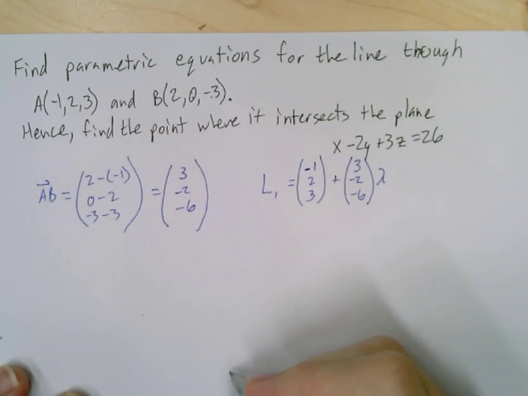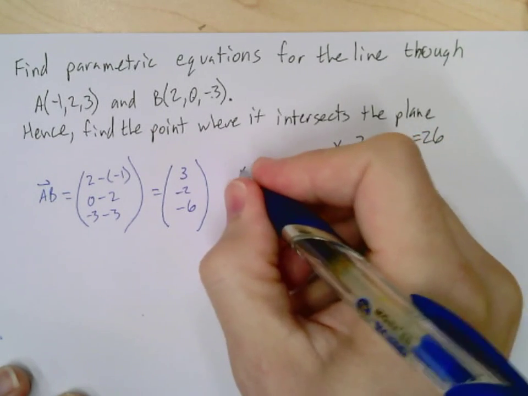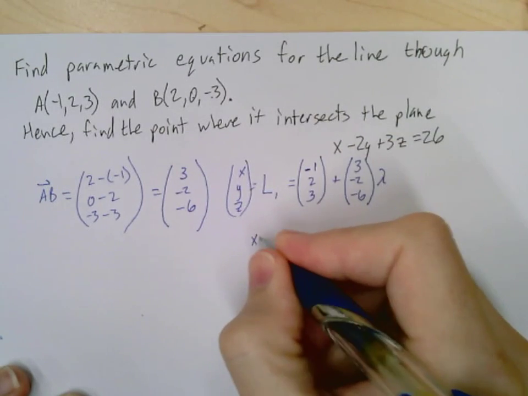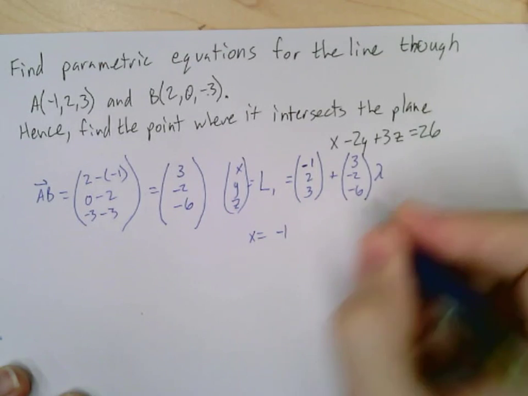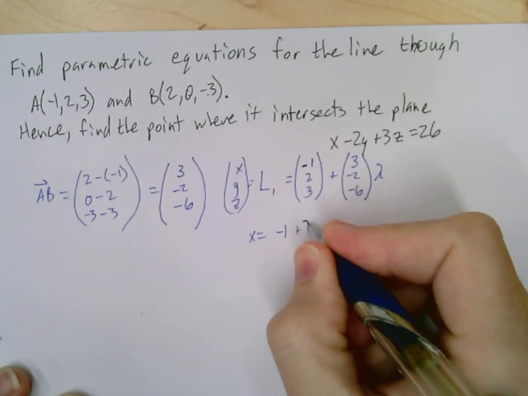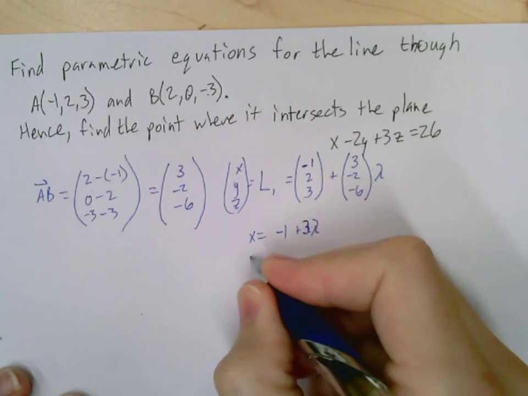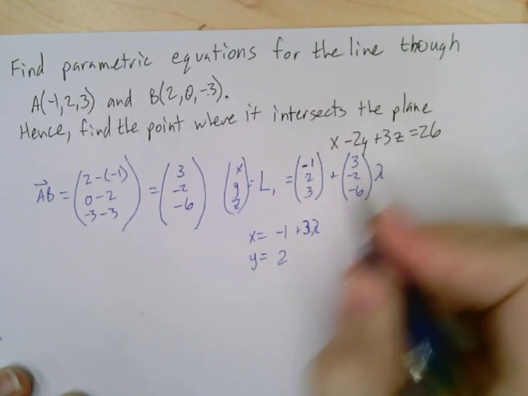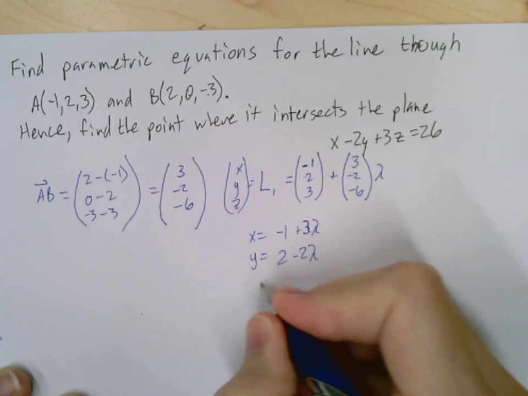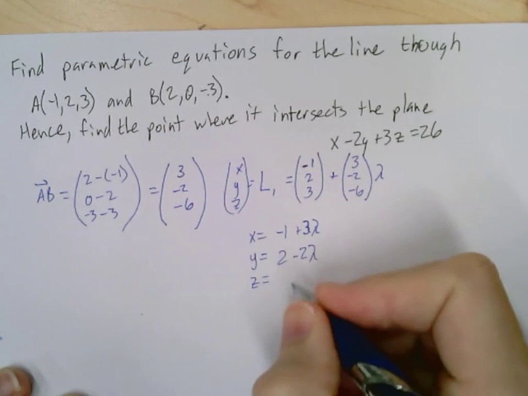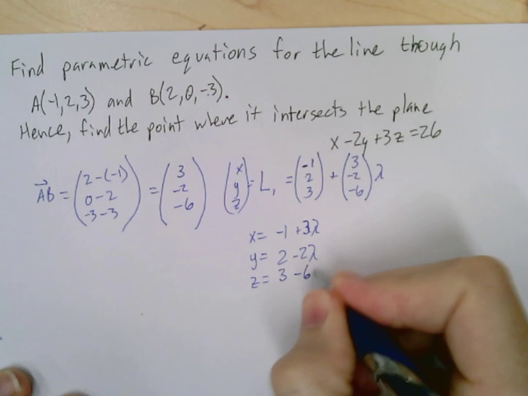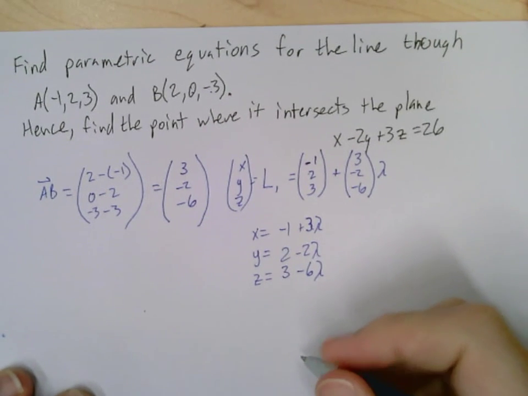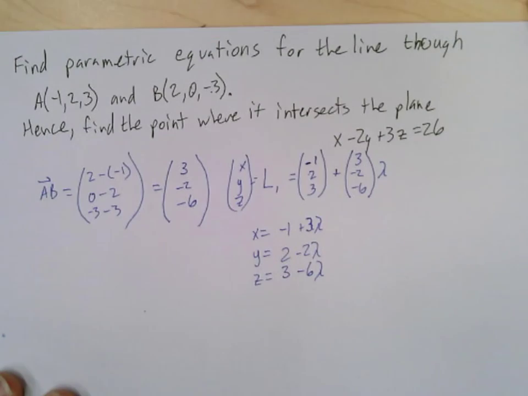Vector form is easy to get. It's easy then to put in parameter form because line 1 is equal to x, y, z in 3 dimensions. And so now I can say that x equals negative 1 plus 3 lambda. Y equals 2 plus negative 2 lambda. And then z is equal to 3 minus 6 lambda. So I've now got it in parametric form. But the question isn't just find it in parametric form. Well, that's the first part, which I've done.